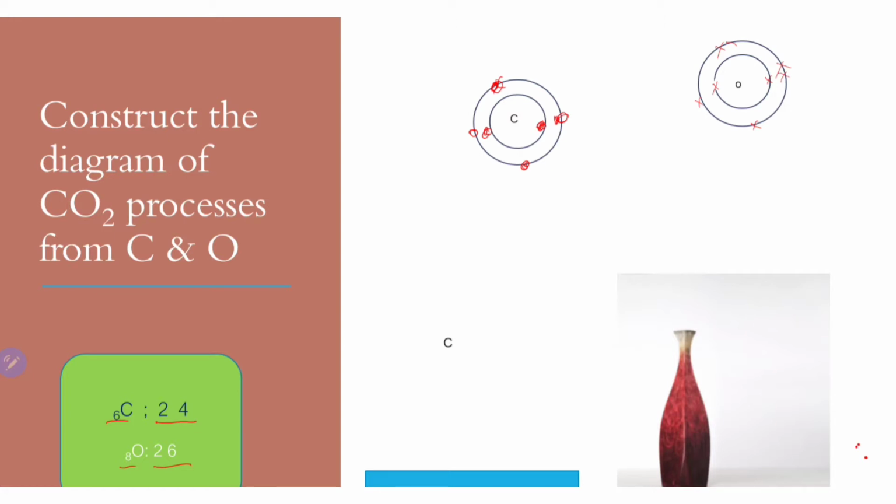Then here, carbon has 4 single electrons, but oxygen only 2 single electrons. So when they want to join together, one carbon atom needs 2 oxygen atoms because there are 4 electrons that will be shared together with oxygen. So we need another oxygen here, 2 and 6, like this, the same.